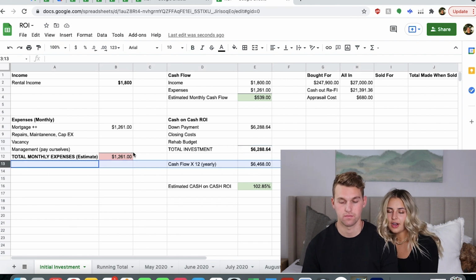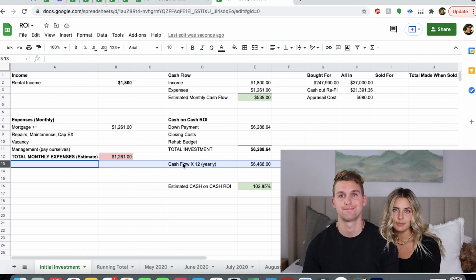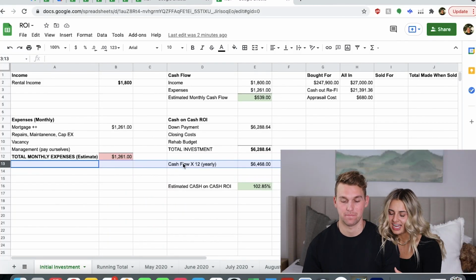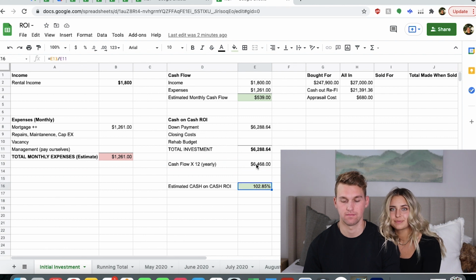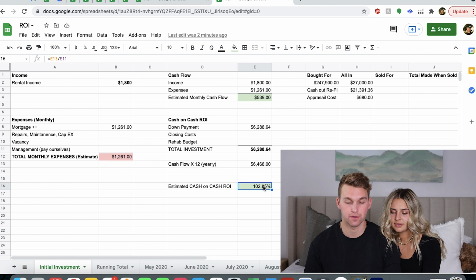So to get your ROI percentage, you just take your monthly cash flow from the upper right hand quadrant and you times it by 12 because there's 12 months in a year. And then after that, you divide that by your total investment. And that will give you your estimated cash on cash return, which again, we look anywhere from 10 to 20 or above. So obviously this is super good. Again, not including the repairs and maintenance and stuff.